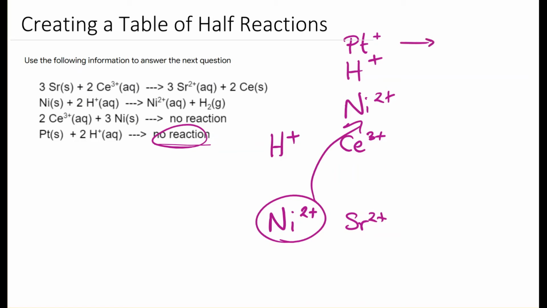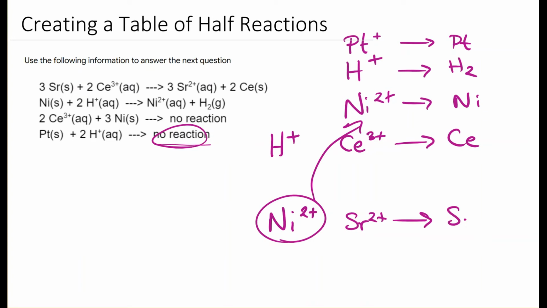Now I'm going to say platinum plus turns into platinum when it steals electrons. Hydrogen turns into hydrogen. Nickel turns into nickel. Cerium turns into cerium. Strontium turns into strontium. All of these are the reducing agent versions of the oxidizing agents. So let's go back through this table: strongest oxidizing agent at the top, weakest oxidizing agent, weakest reducing agent, and strongest reducing agent. Let's go back through the table and see, does this make sense?